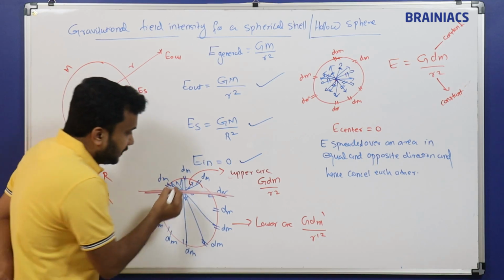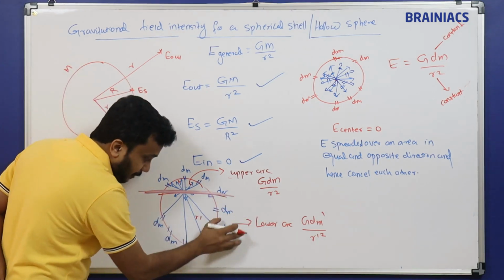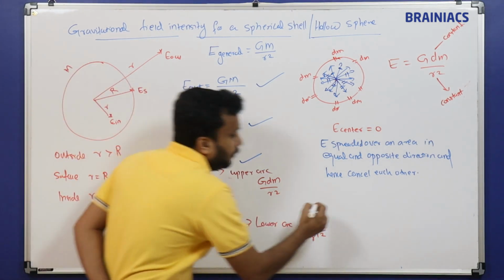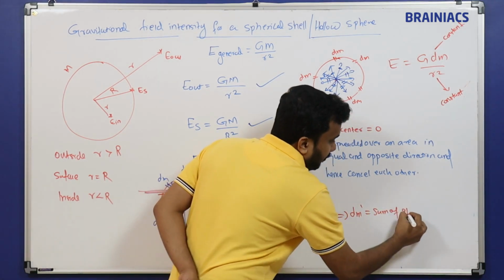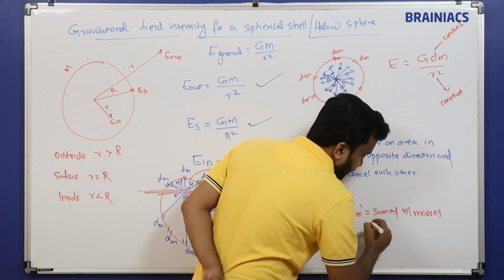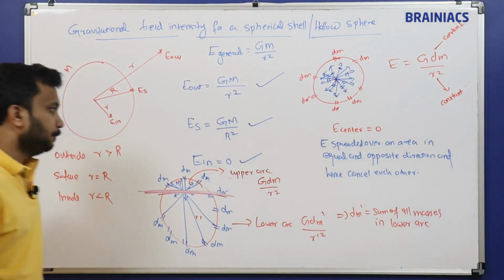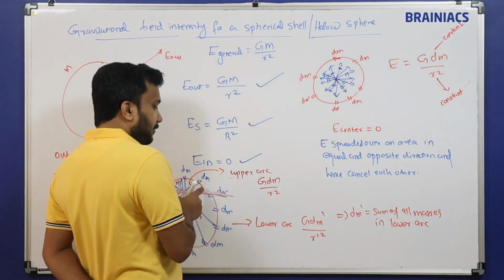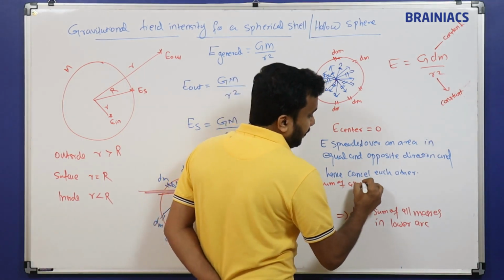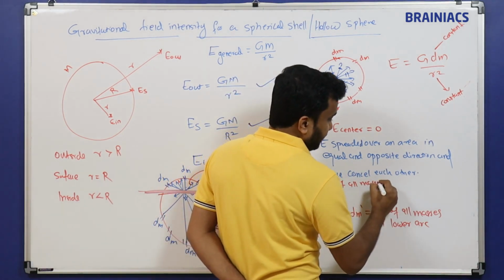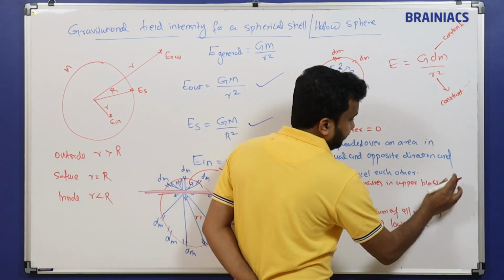I am writing r dash because this radius is r, and this radius is r dash. Here dm dash is the sum of all the masses. So we will write dm dash equal to the sum of all masses in the lower arc. Here this dm is representing the sum of all masses in the upper arc.